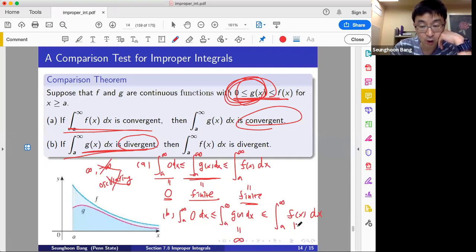What happens to the bigger one? The bigger one has only one possibility, infinity. That's it. The integral of f of x dx is divergent. That's it. This is the whole proof of the comparison theorem.